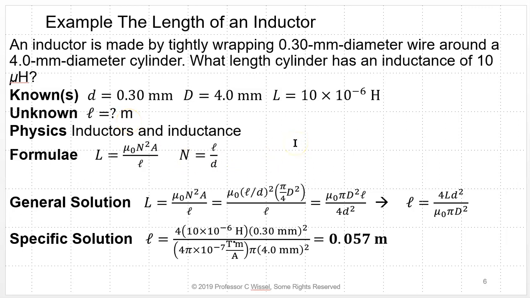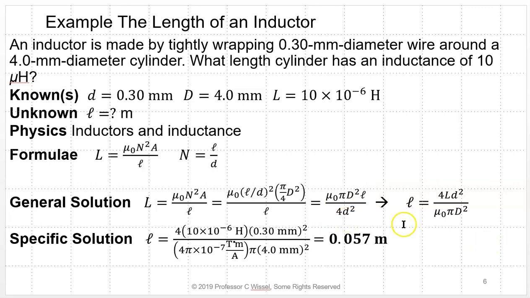The physics of this is inductors and inductances. And of course, the formula is L equals mu naught N squared A over little l, and N is little l over little d. Okay, so then we can plug everything in. So L equals mu naught N squared A over little l, or mu naught times little l over d squared, times pi over 4 big D squared, which is, of course, the area, divided by little l. And it winds up being mu naught pi D squared over little l divided by 4 little d squared.